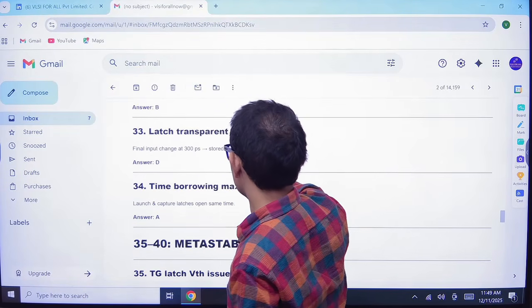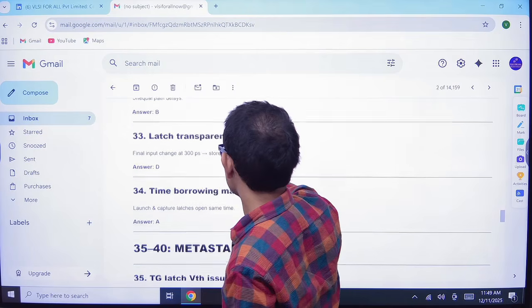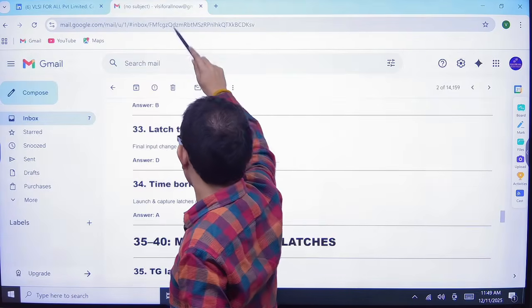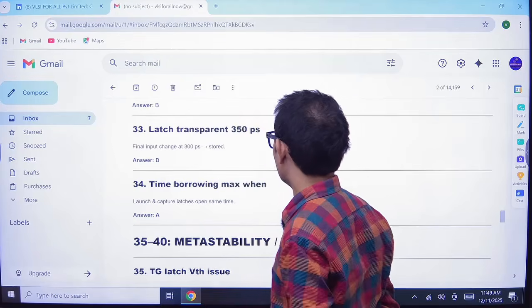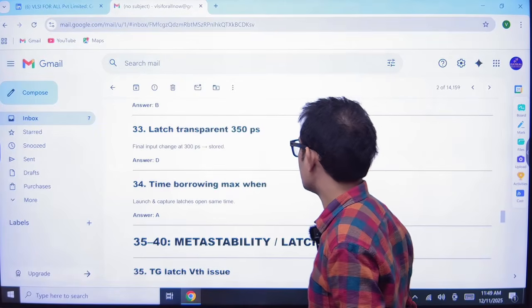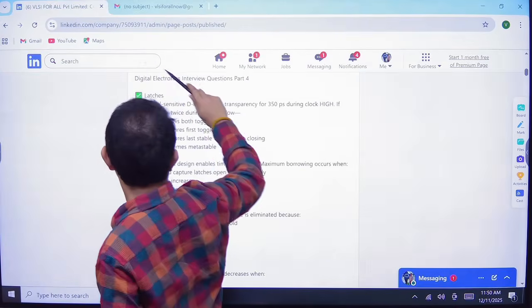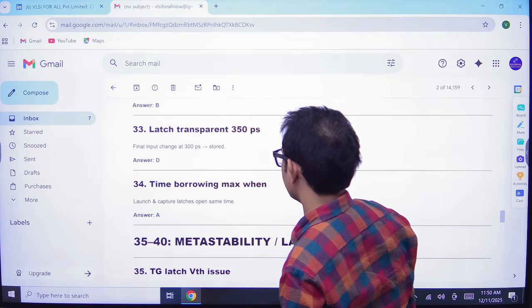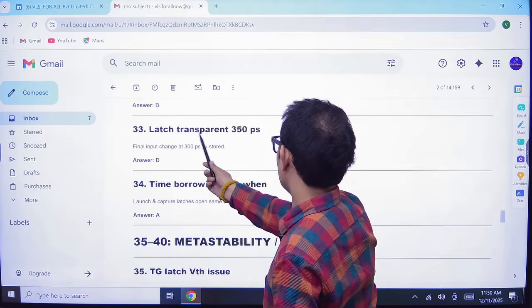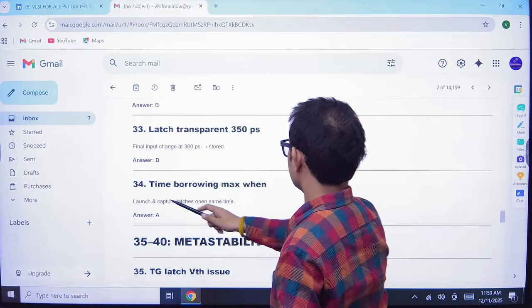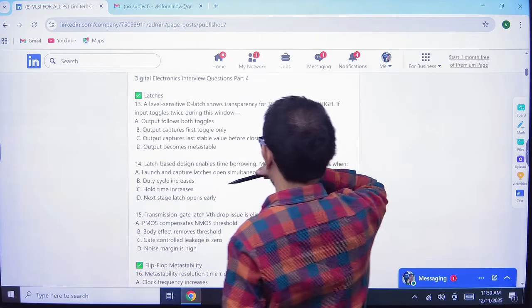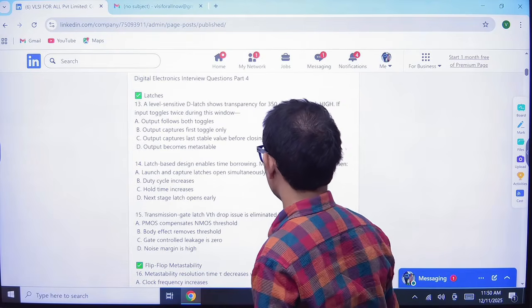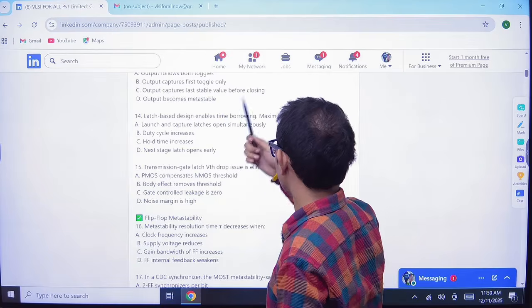which question number is it? D, output becomes metastable. 33. It should be 33, yeah. Output becomes metastable. Here they have given the explanation. Finally input changes. So it becomes metastable, right? Note on the final value.